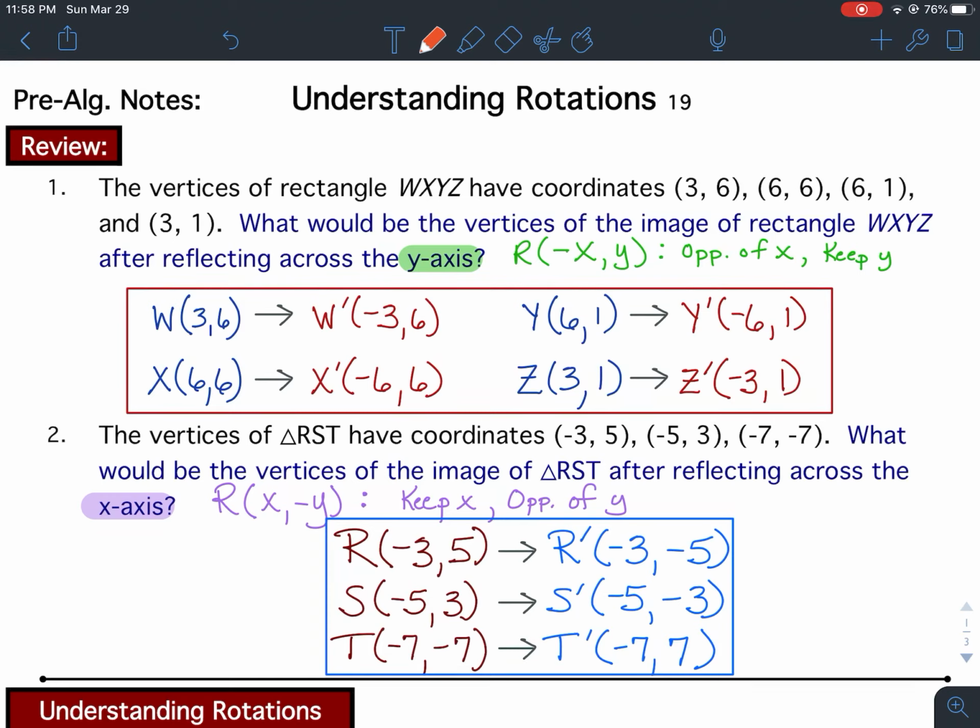And for number two, you're reflecting triangle RST over the x-axis. Reflection over the x-axis means that you keep x the same and take the opposite of y. Remember, whatever axis you are reflecting the pre-image over, that is the letter that stays the same. So reflection over the x-axis means x stays the same. Reflection over the y-axis means y stays the same. And then you take the opposite of the other variable. So go ahead, pause your video, and check your answers to review questions 1 and 2.